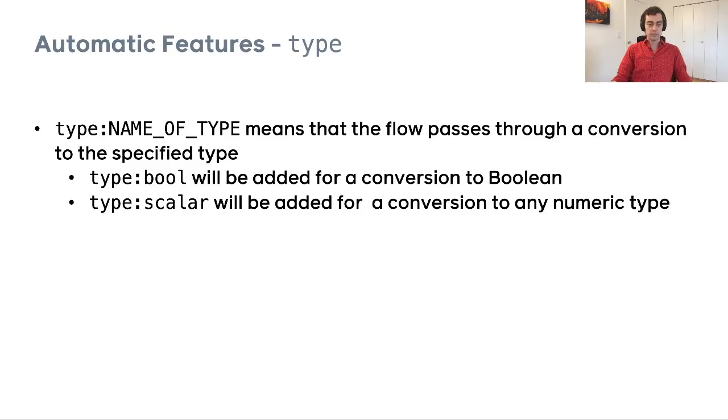So one of the simplest automatic features is the type feature. The type feature is just telling you that the flow of data passed through a conversion to the specified type. For example, type bool will tell you that the flow of data passed through a conversion to Boolean. Type scalar will tell you the flow of data passed through a conversion to any numeric type. So int, Boolean, floating point numbers, that kind of thing.